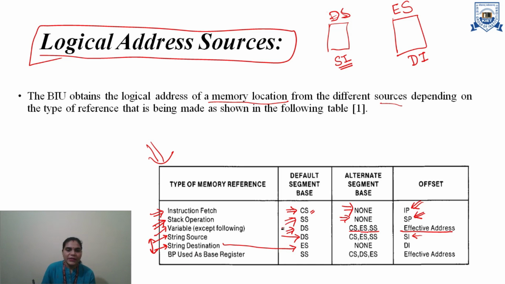Whenever base addressing is used and the base pointer is used as the base register, the segment register will be the stack segment register, and the offset will be the effective address. In this way, the segment starting address and the offset address will be referred to identify any memory location. Different segment registers can be used for storing the starting address of the segment in different operations. Different registers can be used to store the offset in different operations.